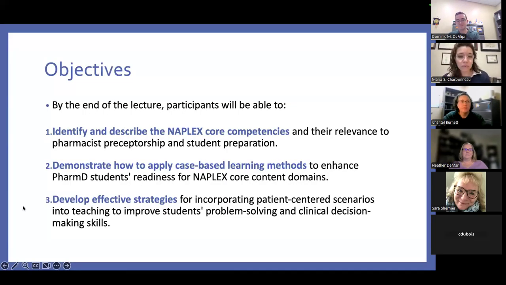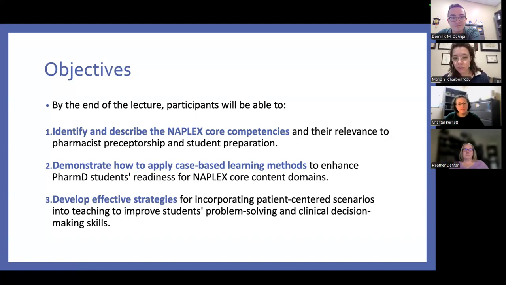For objectives, I would love for you, by the end of this half hour, to have a better sense of what the new core competencies are. We'll talk about how to apply case-based learning methods for the NAPLEX and on your rotations to enhance student readiness for the NAPLEX. And we'll also talk through some strategies that you can incorporate on your rotations for that case-based learning.